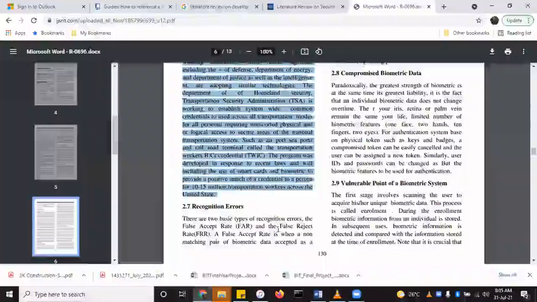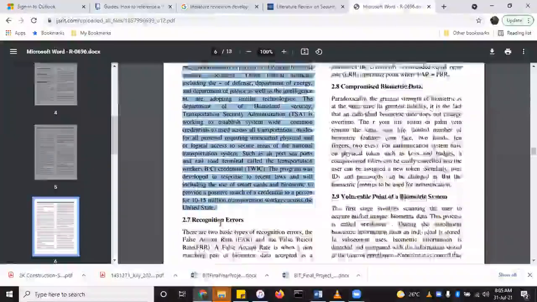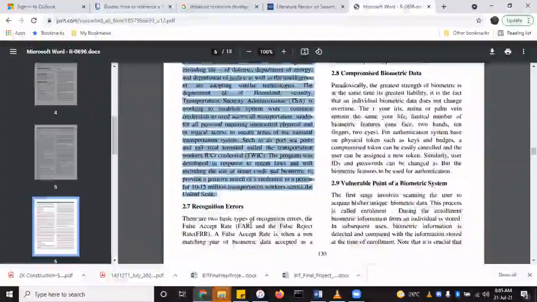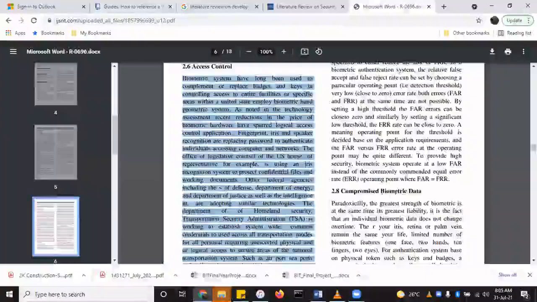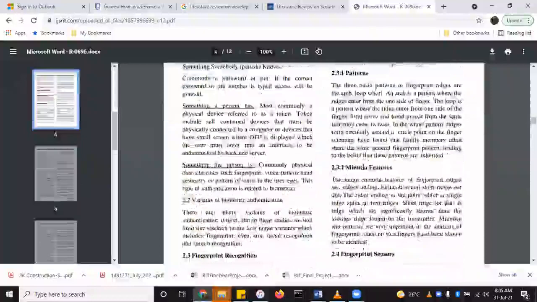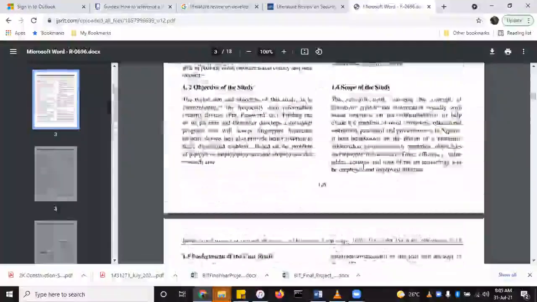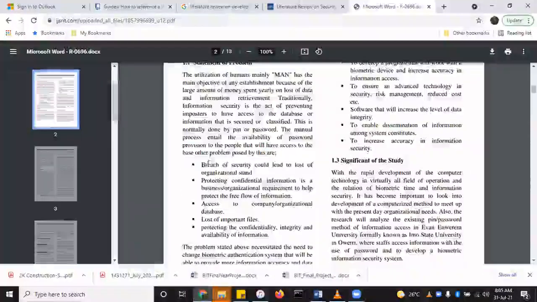So exactly, he's capturing his problem statements very, very well. He's basically writing about them, elaborating more about them. The other one was compromised biometric data. Okay, so that's the breach part. There you go. Breach of security could lead to loss of what? Organization standing.